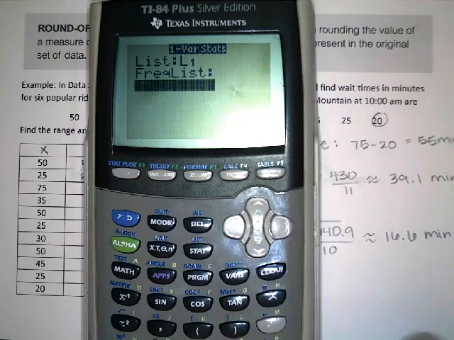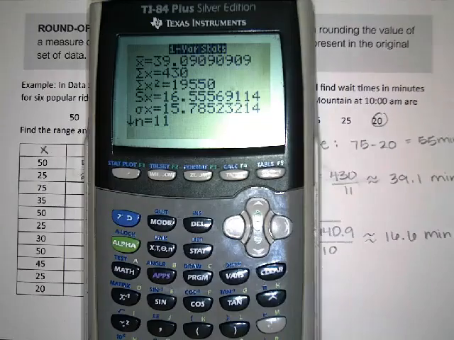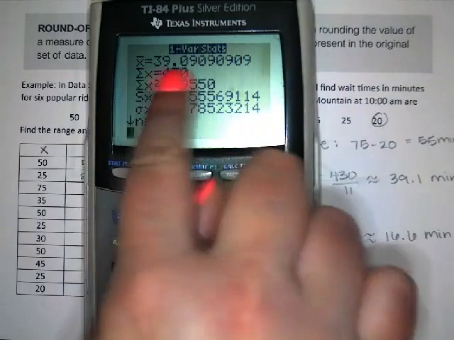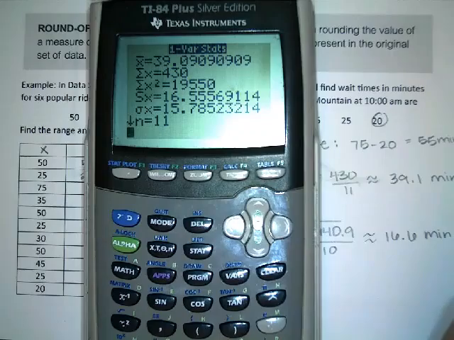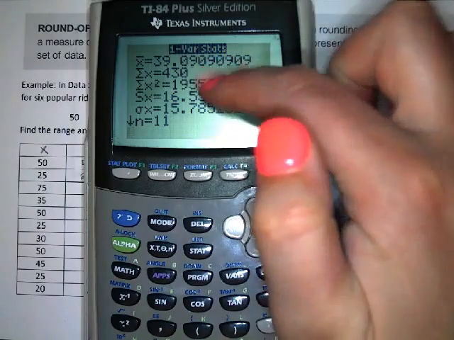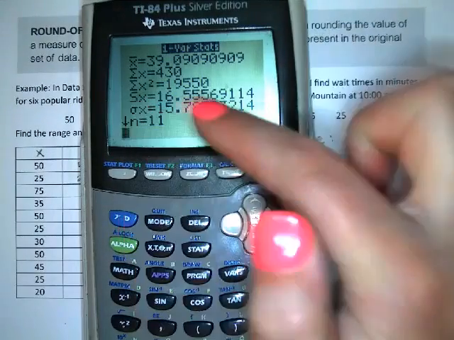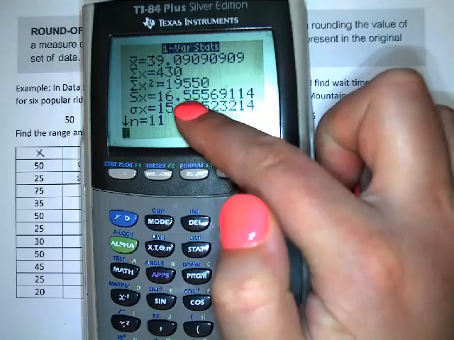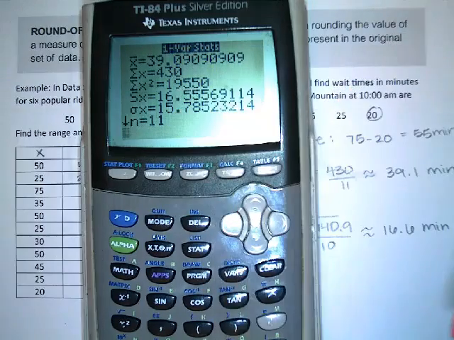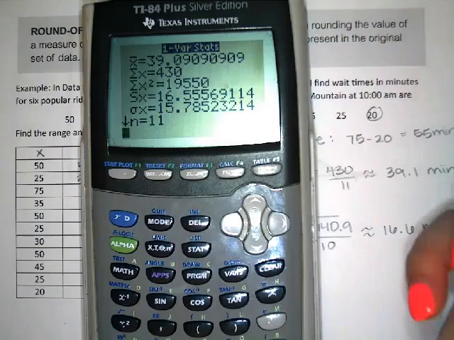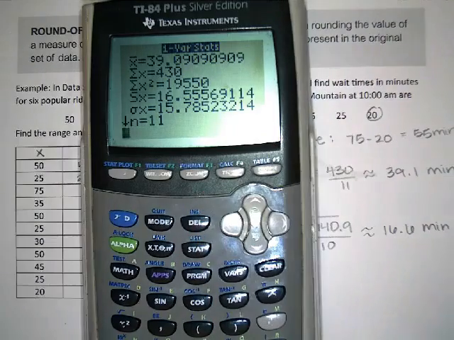When you do that, X bar gives you the mean. And then down here, you can ignore the rest of it. We want S, the standard deviation, which is 16.6. So there's your information. And then it tells you it used 11 pieces of data, so that's a good way to check that you didn't miss one of your data points. Okay, so that's how you do it on a calculator.